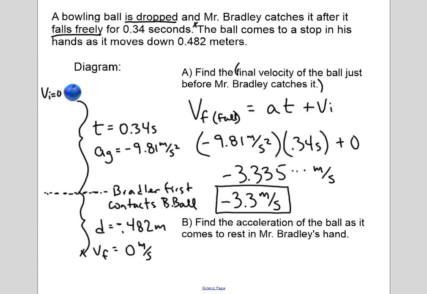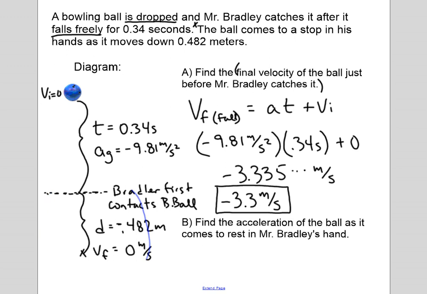Now let's take a look at part B of this problem. Find the acceleration of the ball as it comes to rest in Mr. Bradley's hand. Well, as it's coming to rest in Mr. Bradley's hand, that phrase is important. It tells us which interval we're looking at. That's here. Now, the acceleration as it was falling is already known. We're not being asked about the fall anymore. We're being asked about the part of the motion where the ball's stopping in his hand. So we need to now go about finding the acceleration during that time.